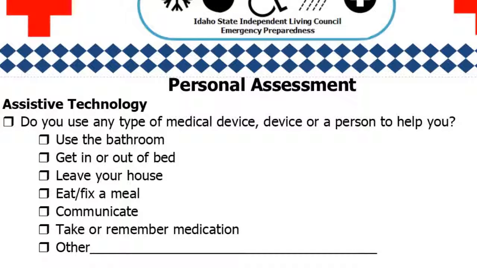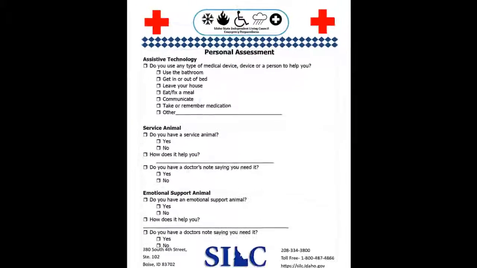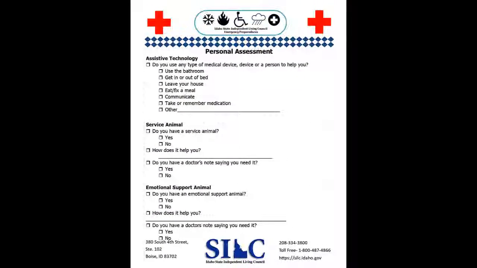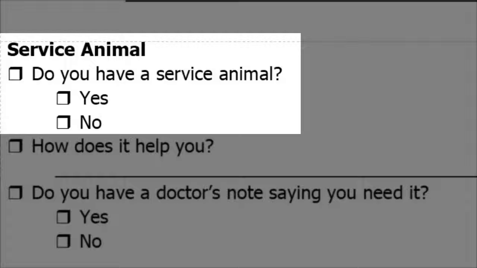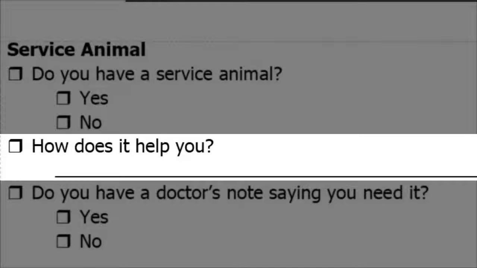The next section on the Personal Assessment Worksheet is about service animals. Question 1. Do you have a service animal? Yes or no? Question 2. How does it help you? This question has 3 purposes. Number 1, it will help you determine what you will need for your service dog during an emergency. Number 2, what supports your service dog is used to you having around. And then number 3, will help you be able to tell emergency managers what exactly you and your service dog will need.